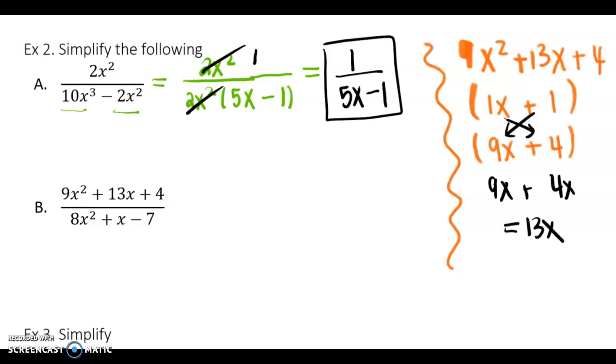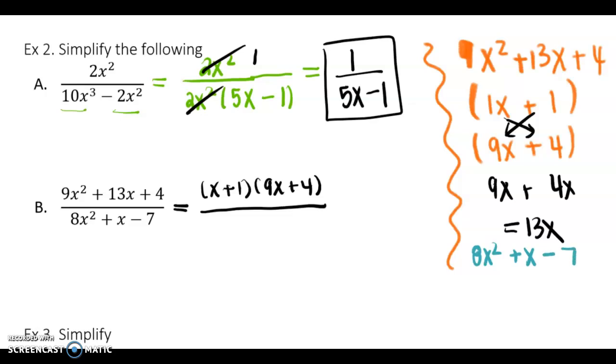Okay, so that works. So the top of this I could rewrite to x plus 1 over 9x plus 4. And then the bottom, let's go ahead and do it down here. So 8x squared plus x minus 7. So we're going to go ahead and write this out. So this will be 7 and 1.